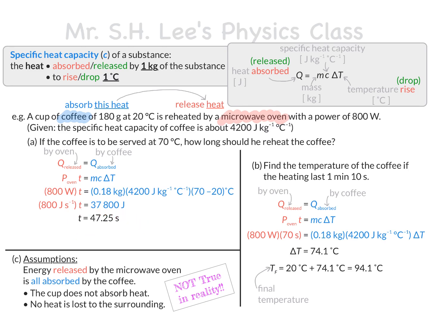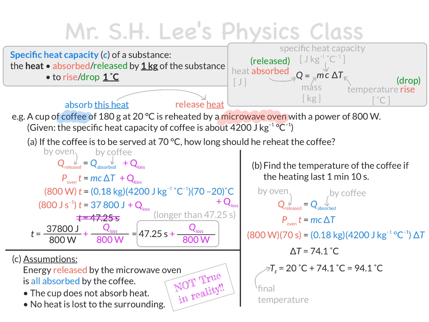If you are to understand this from a mathematical point of view, the heat released besides being absorbed by the coffee is also lost. So, we add this term Q_loss here. Then solving, time t equals 47.25 seconds plus an extra positive term. So the time to reheat the coffee is longer than 47.25 seconds in reality. What about the final temperature if it is heated for 1 minute and 10 seconds? Try to analyze this the same way I've just done.